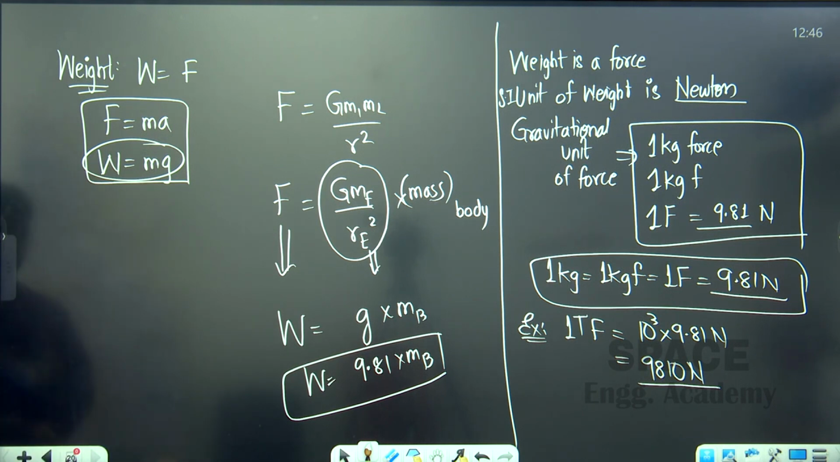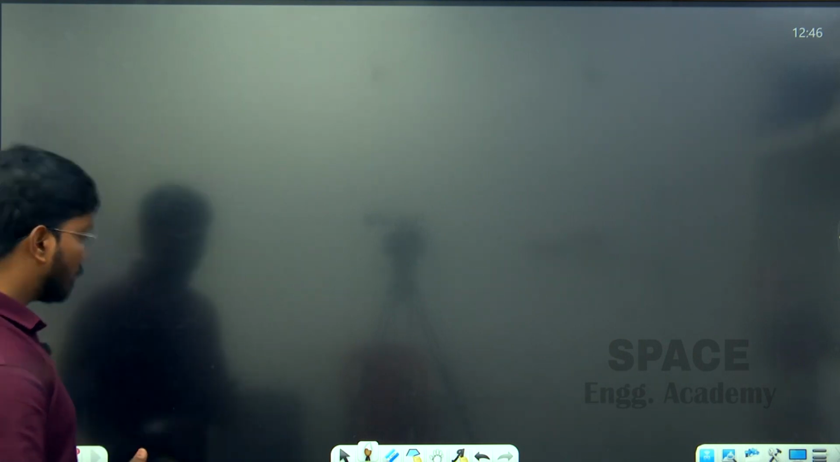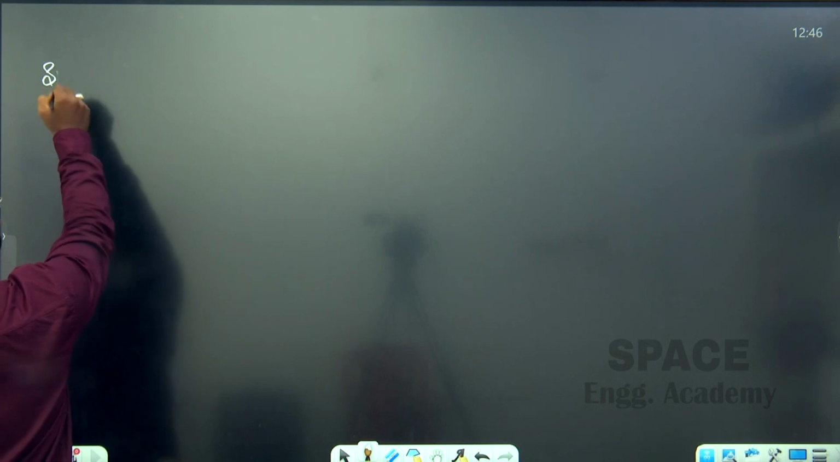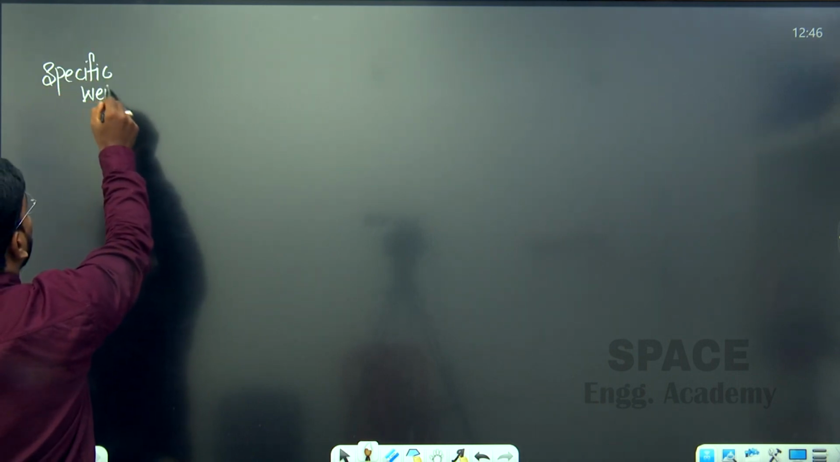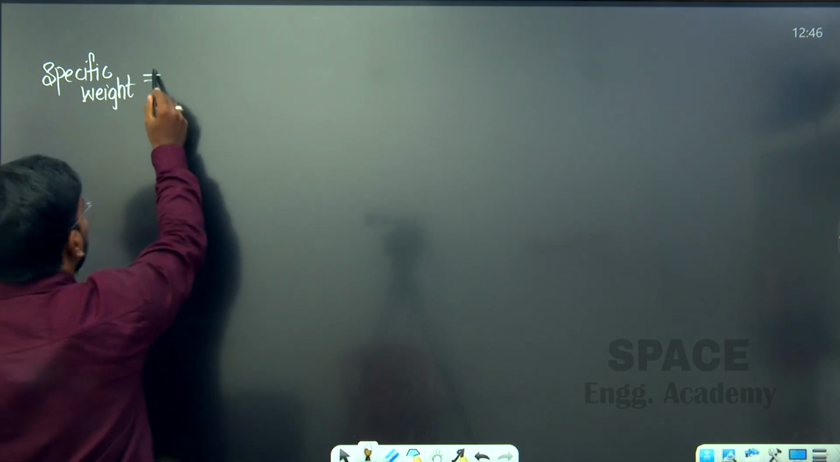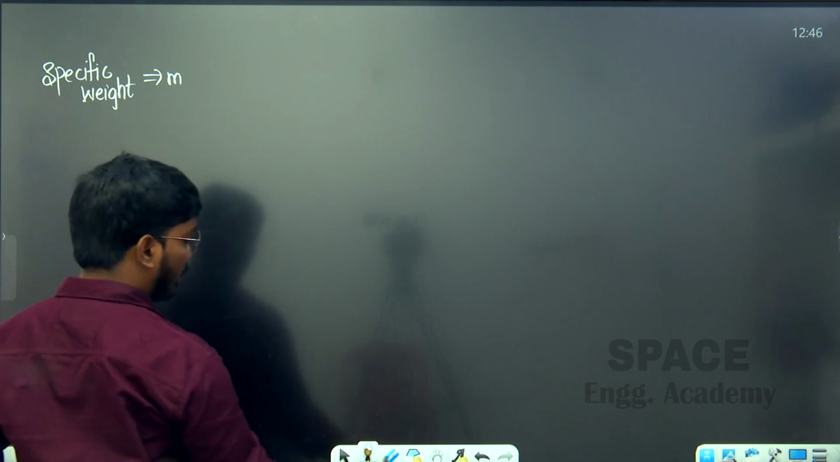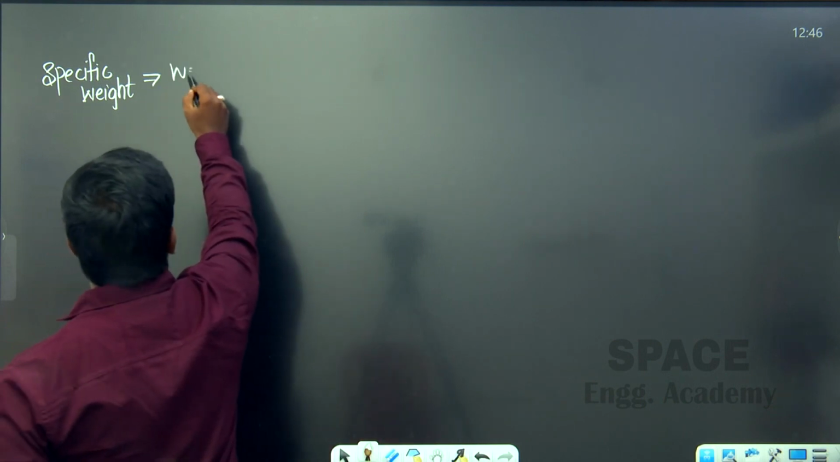So the next property that we are going to discuss is specific weight. The next property is what? Specific weight. Specific mass is mass density. So specific weight is also called weight density. Specific weight is also called weight density.